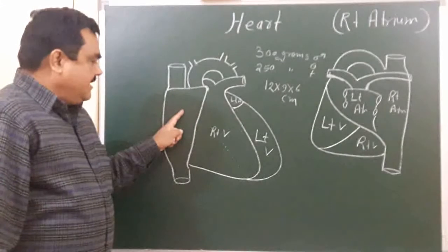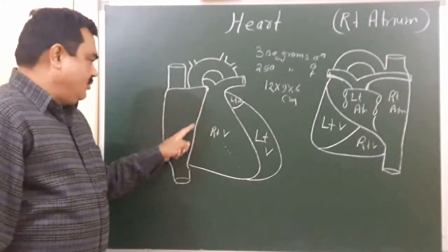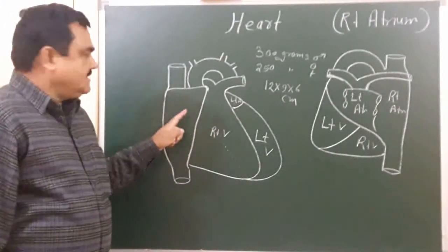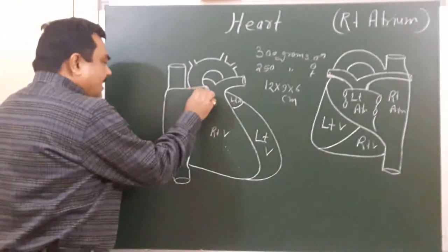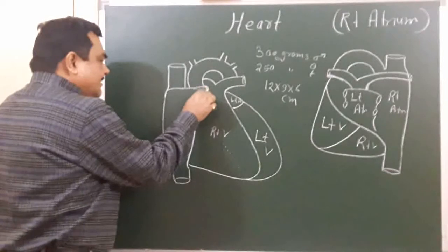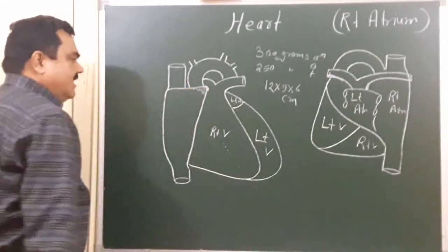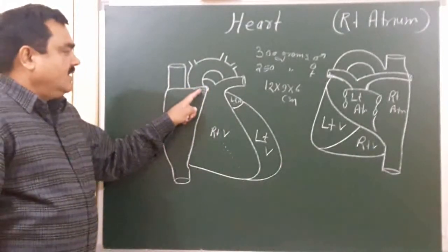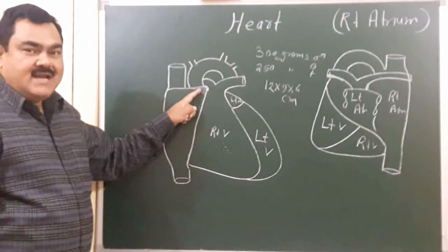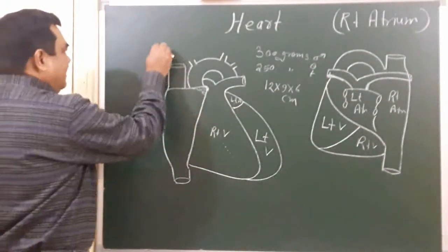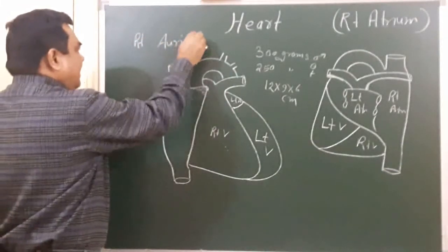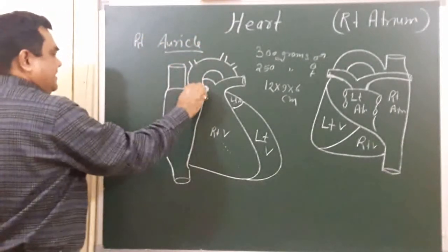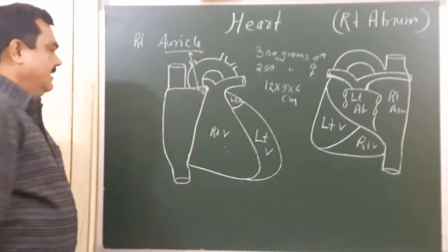Here, between the right atrium and ventricle, there is a groove, the coronary sulcus, or right atrioventricular groove. Here on the left side, this is the appendage of the right atrium. This appendage is known as the right auricle.